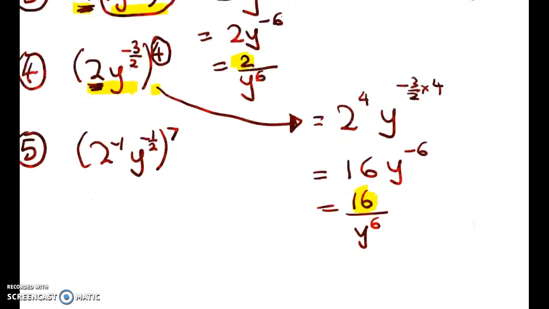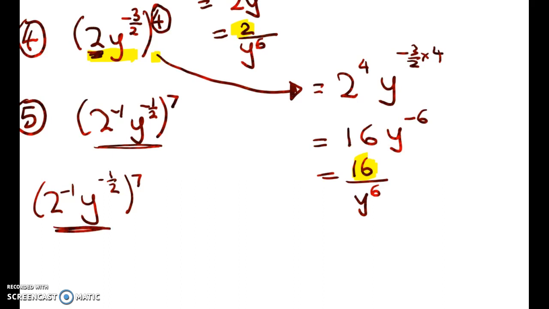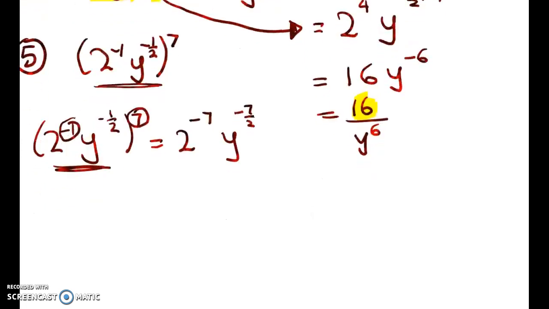Now one more where I've got negative powers on the numbers inside the brackets. So 2 to the negative 1, y to the negative half, all to the power of 7. Well, there's a couple of ways I can go here. I can do the powering, or I can fix up the stuff inside the brackets first. It really doesn't matter. But I'm going to do the powering, or it's properly called exponentiation. So 2 to the power of negative 7 times y to the power of negative 7 over 2. Let's deal with those in turn.